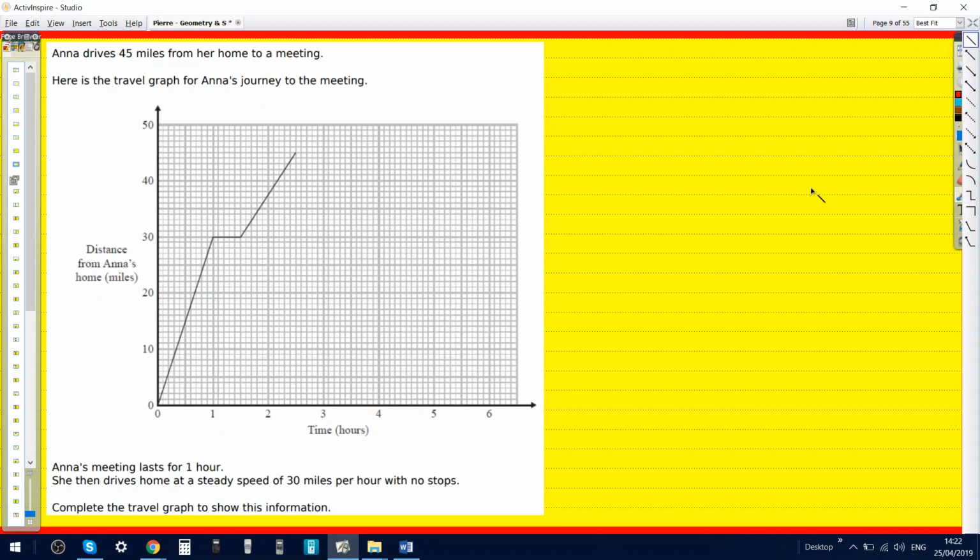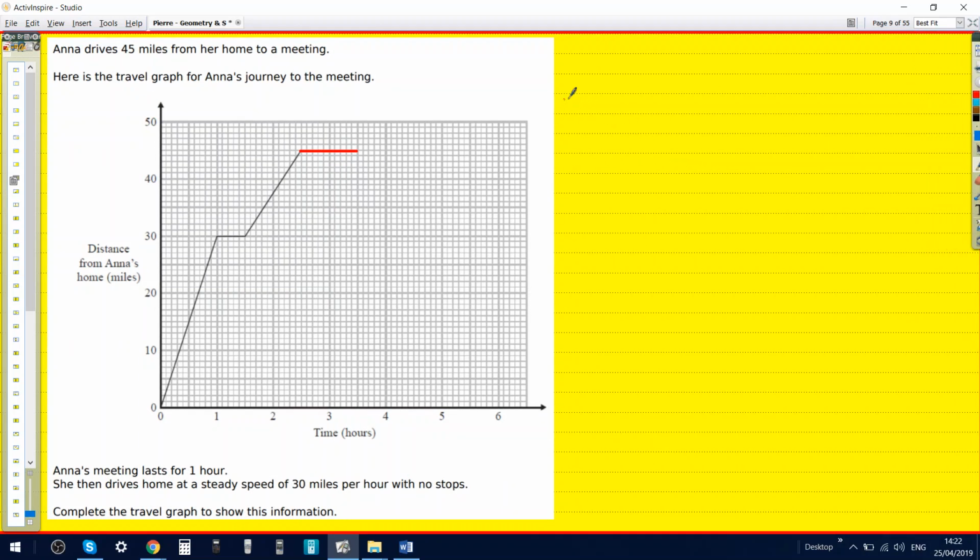So that's time. So that's 2:30. So the meeting will last from 2:30 to 3:30. So a straight line to 3:30. Yeah. And so the difference between this one now is we have to find what time she gets home at. Right.